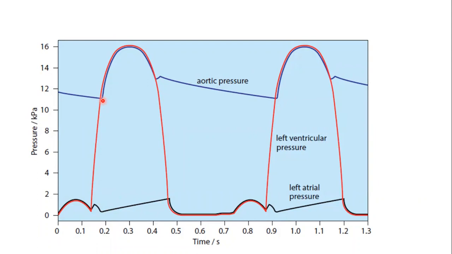Over here the AV valves are basically going to open up. Hold on one second. So AV valves are going to open, and the pressure in the ventricle is going to start to increase. Then when you reach this point, the AV valves will close and semilunar valves are going to open. As the semilunar valves open, the pressure in the aorta is going to start to increase.